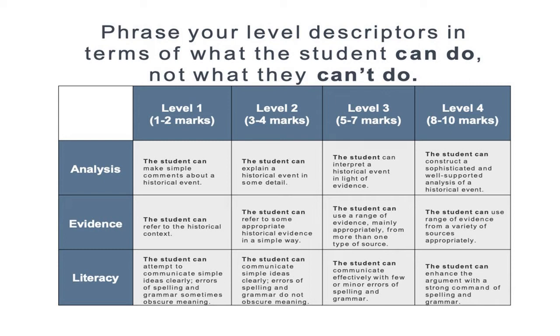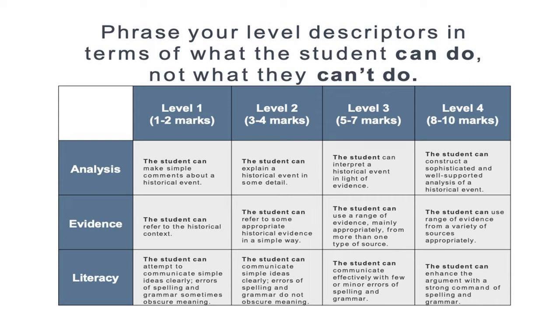So level one, meaning kids who are barely able to show anything: the student can make simple comments. This is obviously about history. The student can make simple comments about a historical event. Level two, the student can explain a historical event in some detail. Level three, the student can interpret a historical event in light of evidence. At level four, the student can construct a sophisticated and well-supported analysis of a historical event, okay?